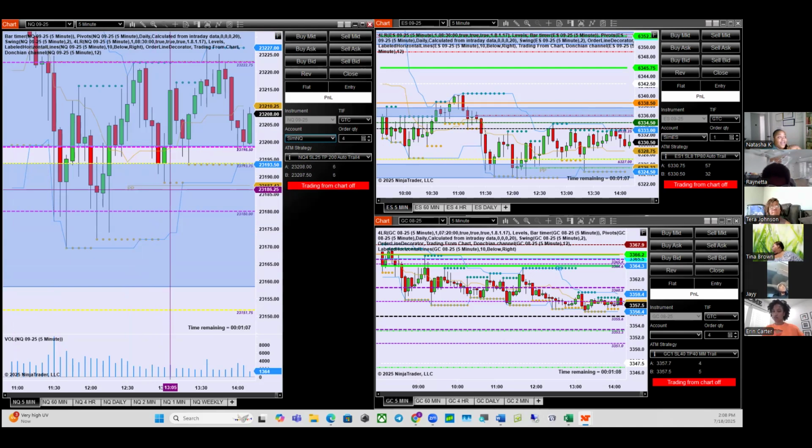Questions about values. YM, if y'all are thinking YM, that's the same as NQ. It is $5 a tick. I know Rose likes YM. So it's basically the same thing on NQ and YM. But with YM, 1 tick is 1 point. There's no 0.25. Every tick is $5. It moves in whole numbers.